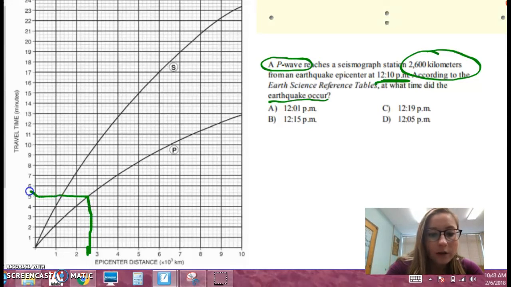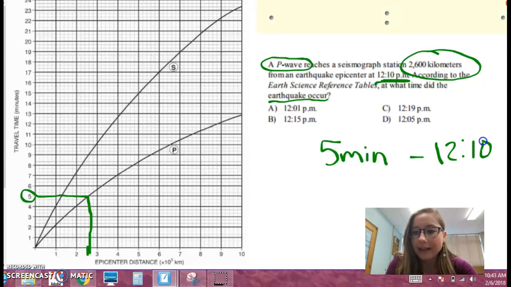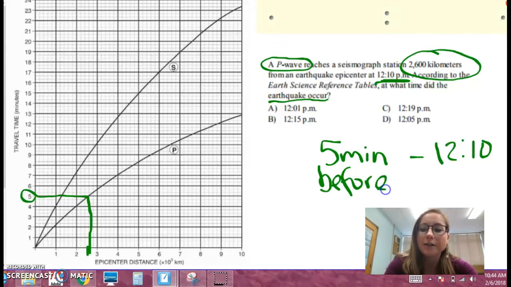Well, we know that the P wave took 5 minutes to travel to the seismograph station. So if they got that reading at 12:10, and a seismograph station got a reading of an earthquake, that means the earthquake had already happened, right? That makes sense. So the earthquake happened 5 minutes before the seismograph station got that reading at 12:10. So what is 5 minutes earlier than 12:10 p.m.? D, 12:05 p.m. is the correct answer.